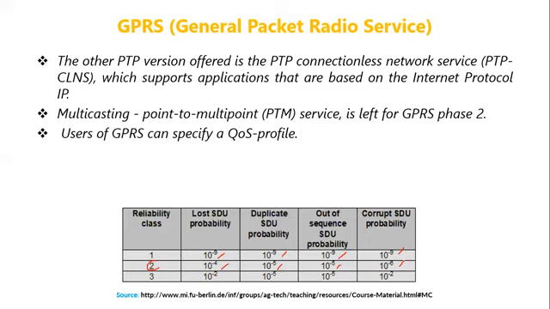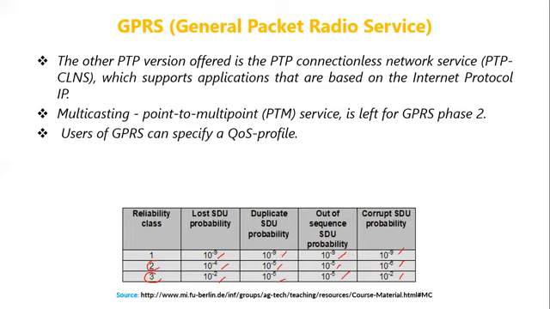Class 3 is for error insensitive applications that can handle errors themselves. So class 3 is used when an application can completely handle errors by itself. Here the loss probability is 10 to the power minus 2, duplicate probability is 10 to the power minus 5, out of sequence probability is 10 to the power minus 5, and corrupt probability is 10 to the power minus 2.